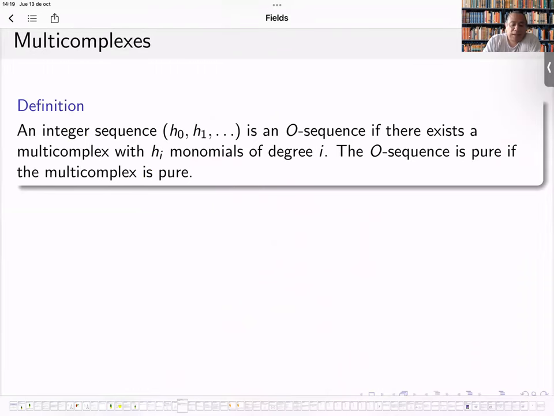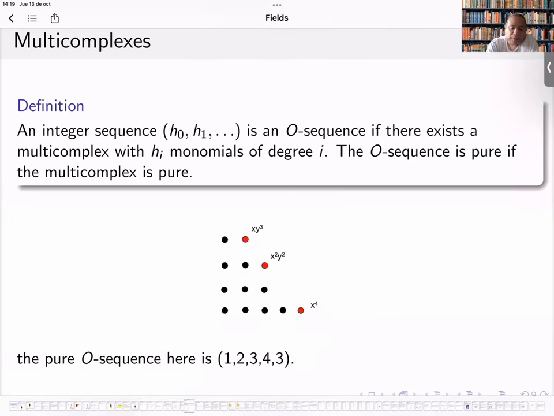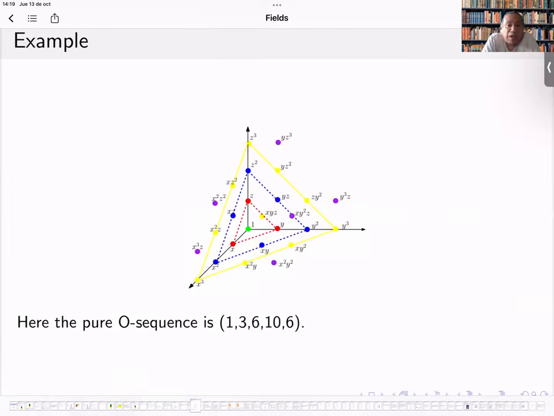So we can think of these multicomplexes and consider what's the related notion of F vector, and that will be the one of O sequence. An integer sequence is an O sequence if there exists a multicomplex with h_i, the number of monomials of degree i. And this sequence will be called pure if the multicomplex is pure. In our example, we will have then the pure O sequence 1, 2, 3, 4, 3. And with the other example, we have the pure O sequence 1, 3, 6, 10, 6.